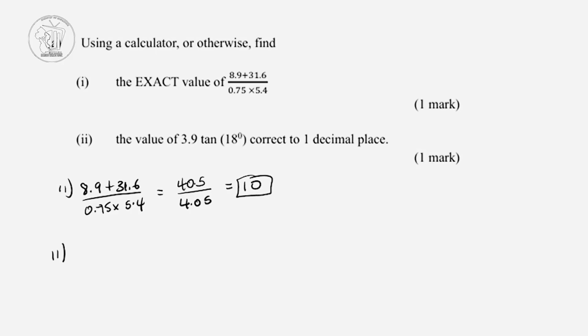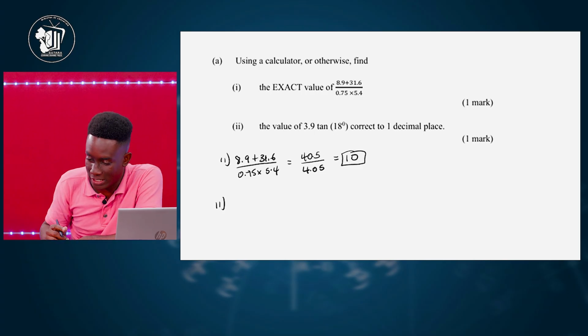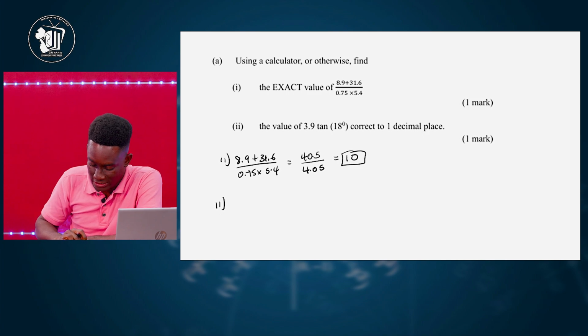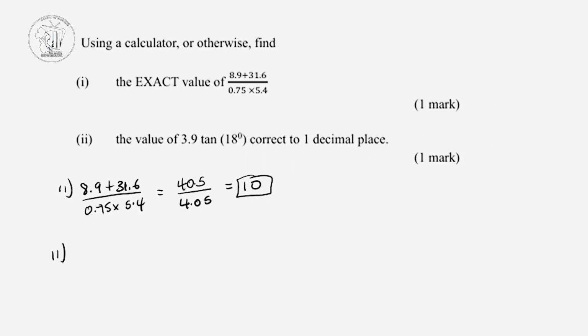Part 2 says, find the value of 3.9 tan 18 degrees to 1 decimal place. I'll punch that entire thing into the calculator: 3.9 tan 18. Make sure your calculator is in degrees mode, D. That is equal to 1.267186815. They want it correct to 1 decimal place, so this is 1 point, and we count 1 digit after the decimal point. The next digit is 5 or more, so we add 1. This will be 1.3 to 1 decimal place, and that is the answer there.